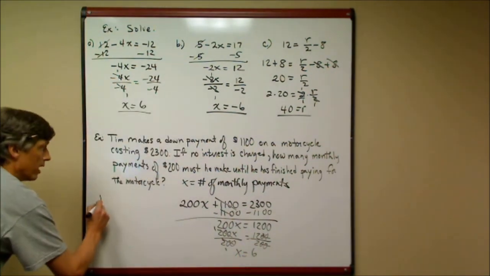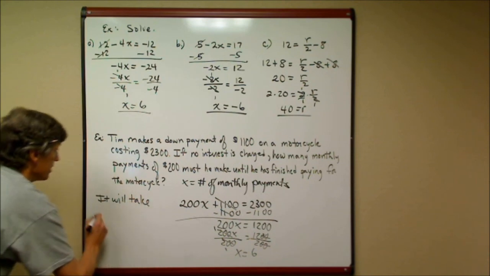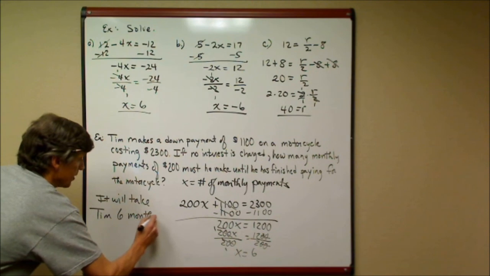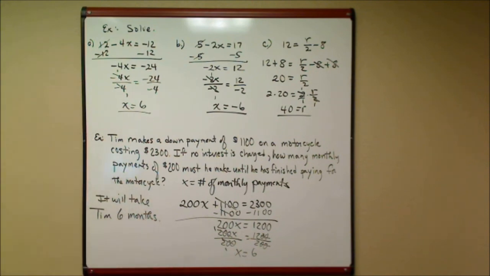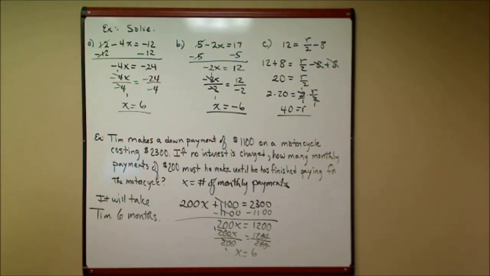So it will take Tim 6 months. And I formally stated my answer. And that seems logical. 6 months at $200 a toss, that's $1,200. Adding it on to the $1,100 for the down payment, that makes sense. It's in the ballpark. If I'd gotten 60 months because of maybe making a silly arithmetic error there, then I would have looked at that and thought, oh no, that's way too much money. So you have to use a little common sense on this.